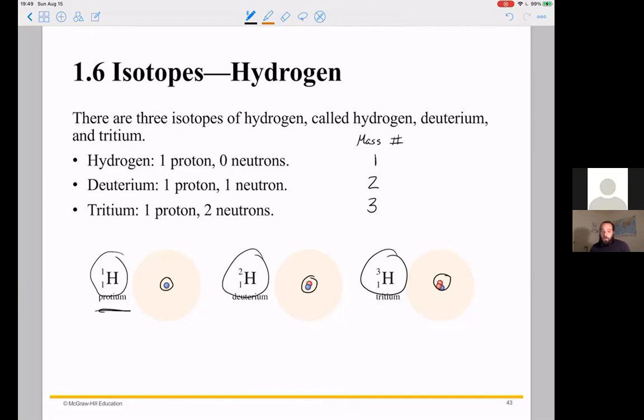One of them has no neutrons, the other one has 1 neutron, and the last one has 2. Okay, and so this information about the number of neutrons is really summarized in this mass number here. And you got to do a little subtraction to figure it out, right?